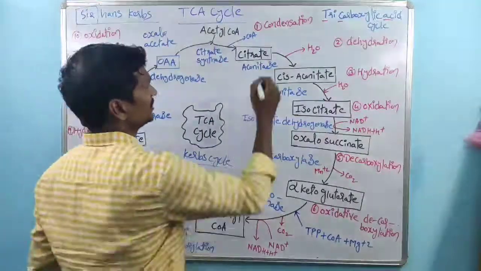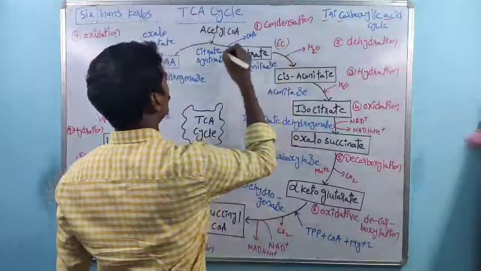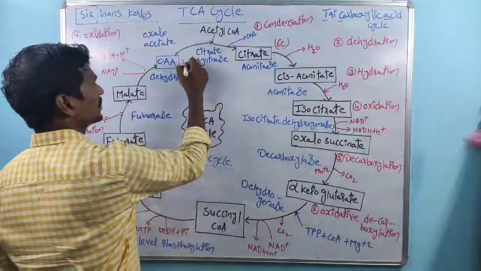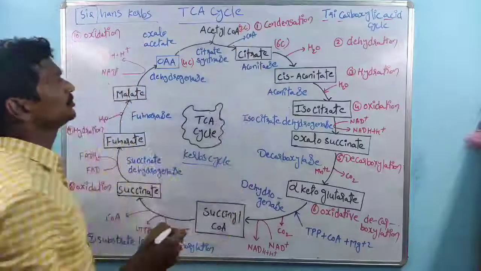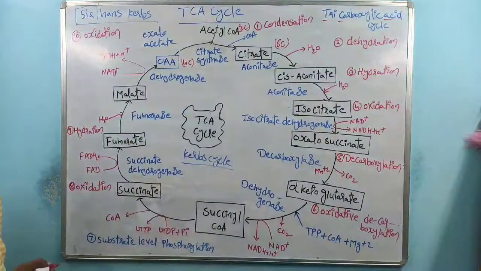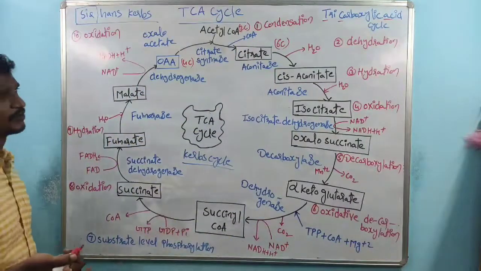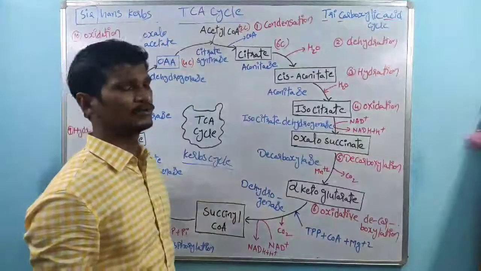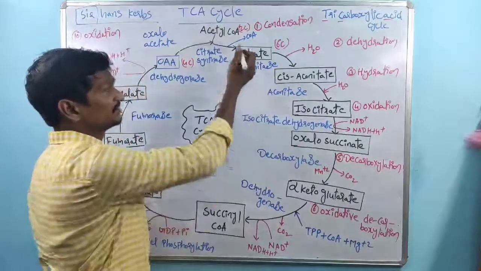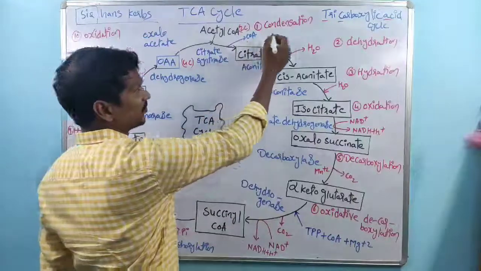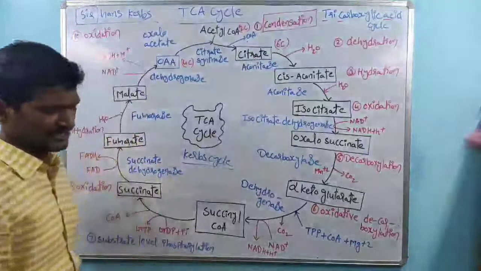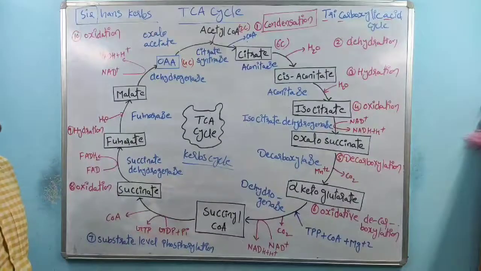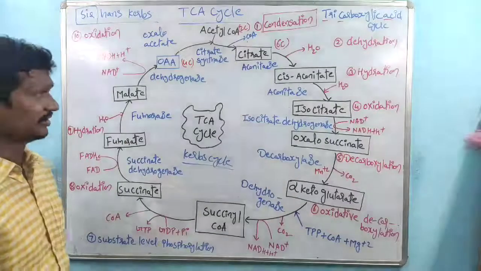The citrate is a 6 carbon compound. Oxaloacetate is a 4 carbon compound, and acetyl-CoA is a 2 carbon compound. So oxaloacetate and acetyl-CoA are condensed, which produces that 6 carbon compound. Here coenzyme A is released. This reaction is called a condensation reaction. The very first step of the TCA cycle is the condensation.